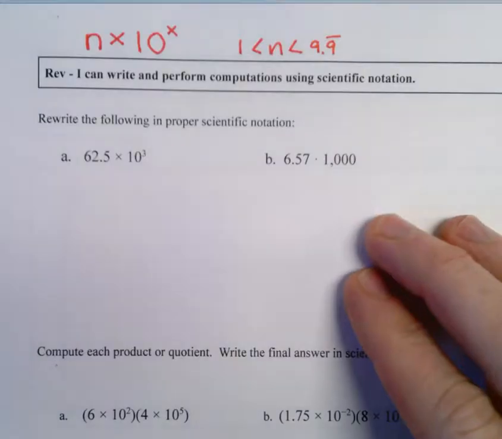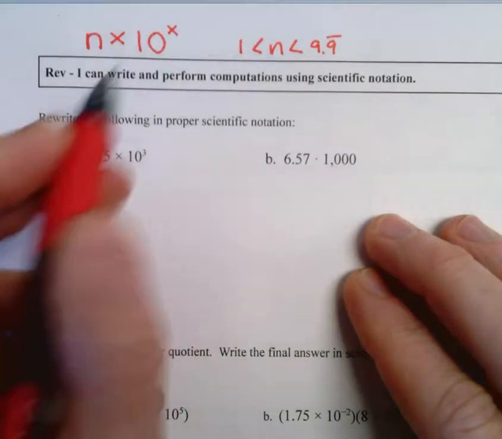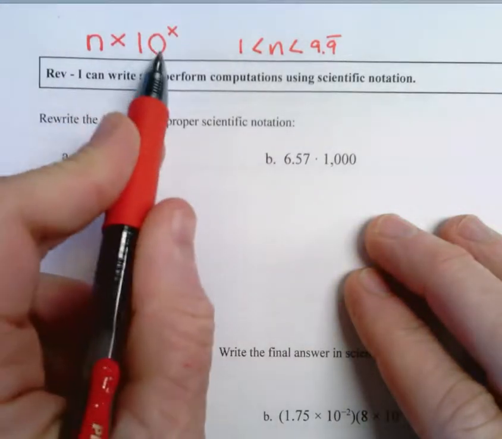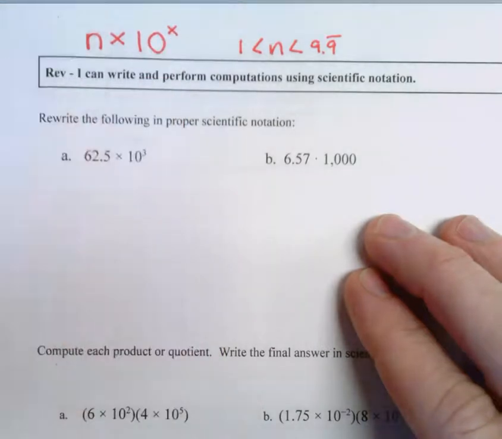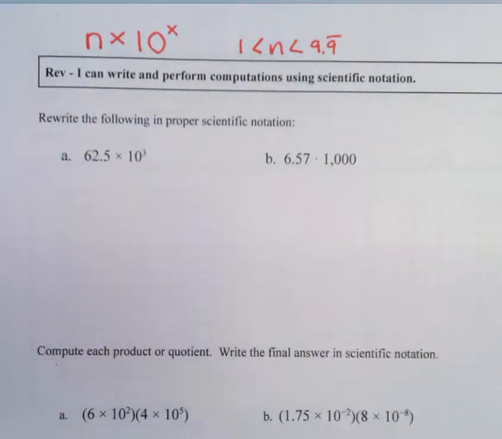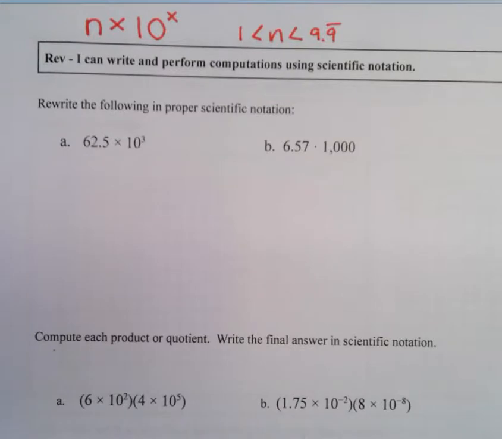9.9999999, okay? And this is always going to be a power of 10. X can be a positive or a negative exponent here, okay? So rewrite the following in proper scientific notation.